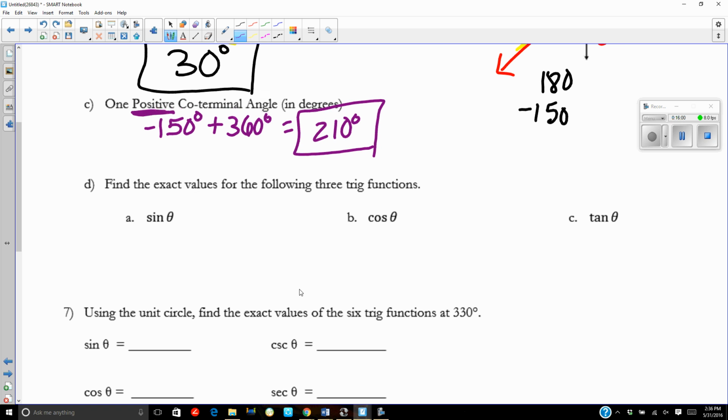And then finally, find the exact values for the following three trig functions. We're going to take the sine of negative 150. We're going to take the cosine of negative 150. You can just punch this into your calculator. And we're going to take the tangent of negative 150. Don't assume that you're going to get a negative answer for all these.